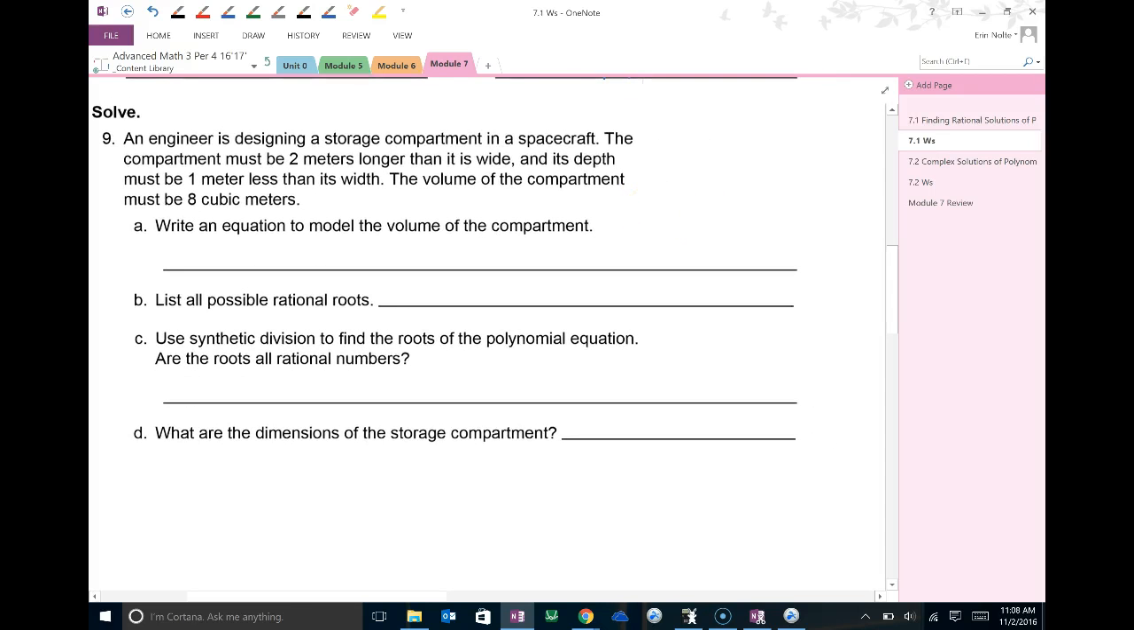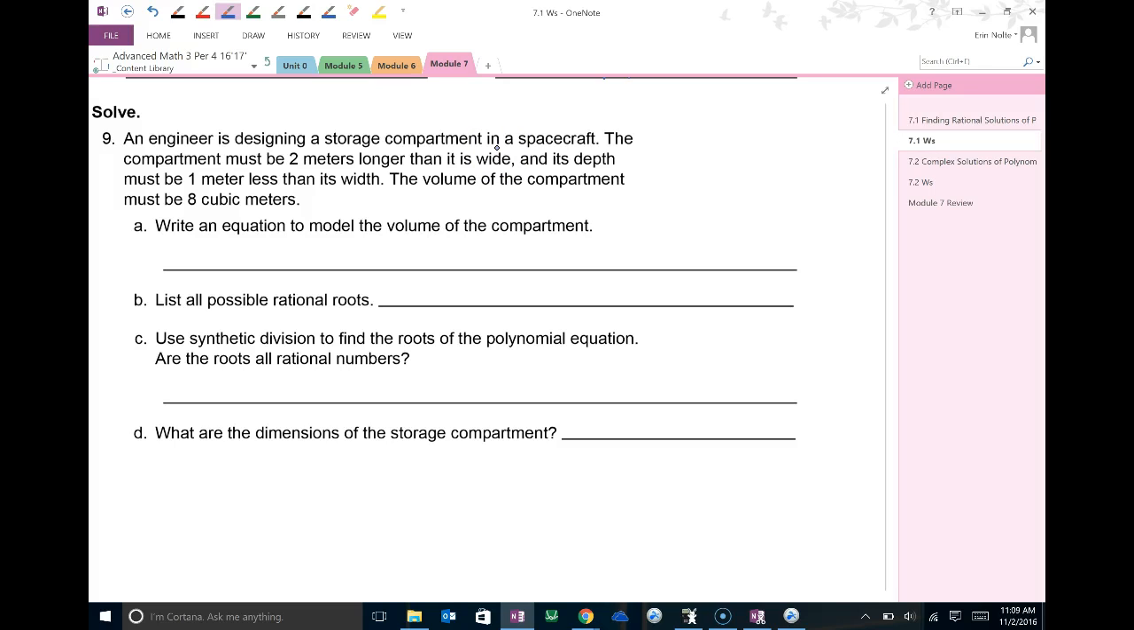Alright, so number 9 says we've got this engineer who is building a storage compartment in a spacecraft. Cool. The compartment must be 2 meters longer than it is wide, and its depth must be 1 meter less than its width. So we're going to find the volume. Oh no, the volume is going to be 8 cubic meters.